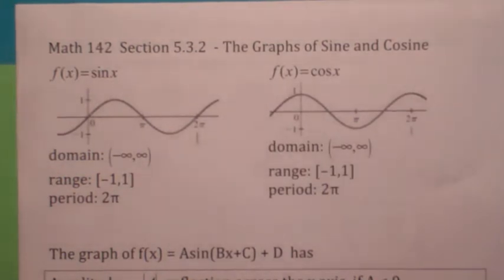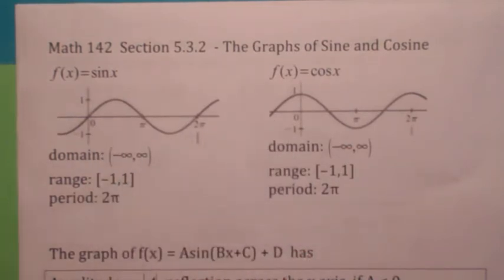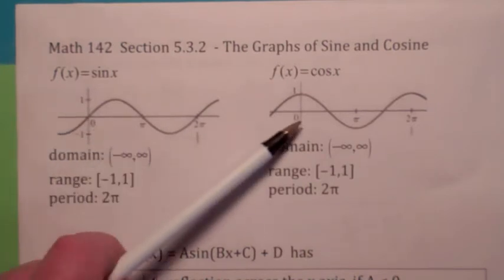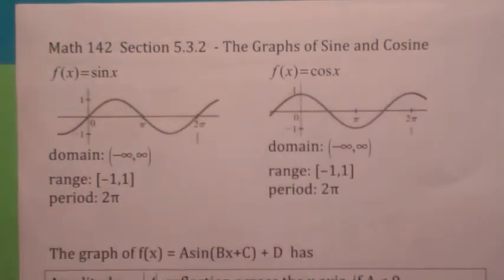The first thing you need to do though is decide whether to use a sine function or a cosine function, and theoretically you could use either one. But typically if the graph starts in the middle and either goes up or down, I'd probably use a sine. If the graph starts at either the maximum or minimum value, I'd probably use a cosine.